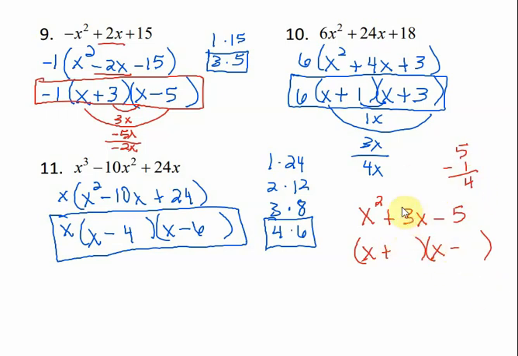Well, just like the number 3 or the number 5, those are called what kind of numbers? Prime numbers, because they're not factorable. If we have a polynomial that can't be factored, we say that it is prime.